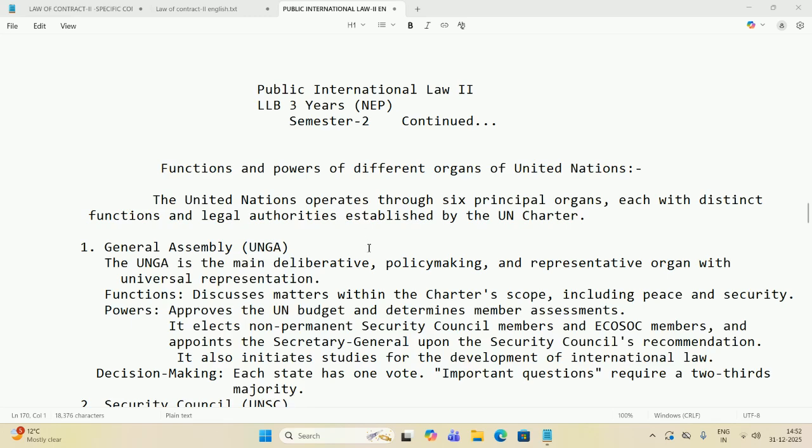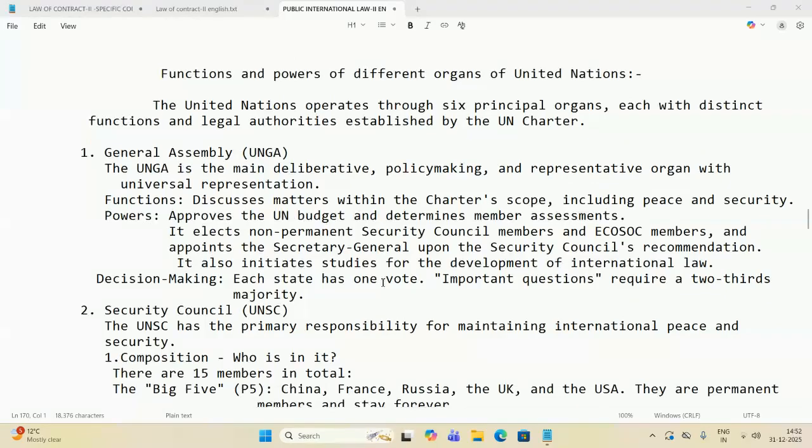Number 1. General Assembly, in short UNGA. The UNGA is the main deliberative, policy-making and representative organ with universal representation. What are its functions? Discusses matters within the Charter's scope, including peace and security. Powers: approves the UN budget and determines member assessments. It elects non-permanent Security Council members and Economic and Social Council members.